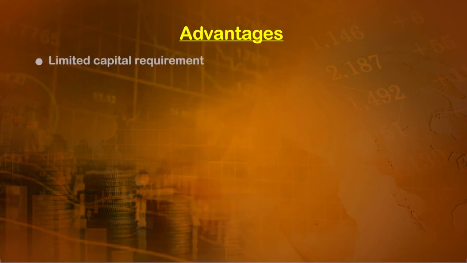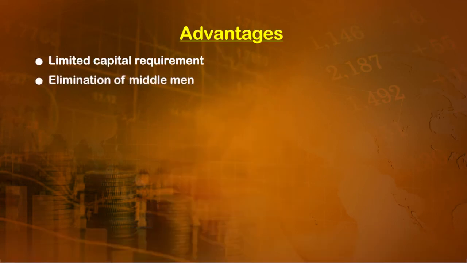Having understood what mail order houses are, let us talk about their advantages and disadvantages. The first advantage is that there is limited capital requirement, because these businesses do not need to set up shops. They just need to have a warehouse or a storage system where they can keep their goods, and everything is done through mail. So they do not require huge capital to set up their shops. Secondly, they eliminate middlemen, because the companies directly approach the customers. As a result, customers get the goods at a better price.